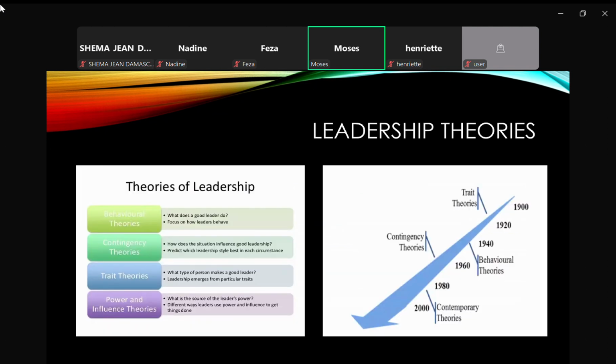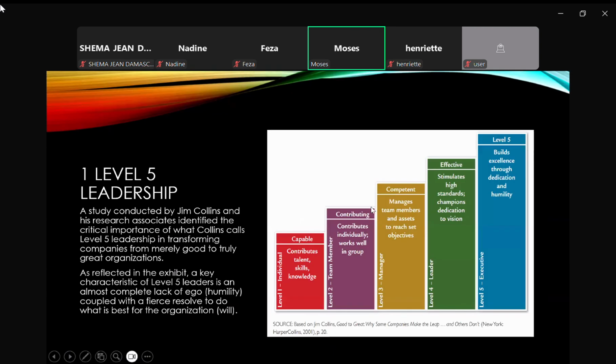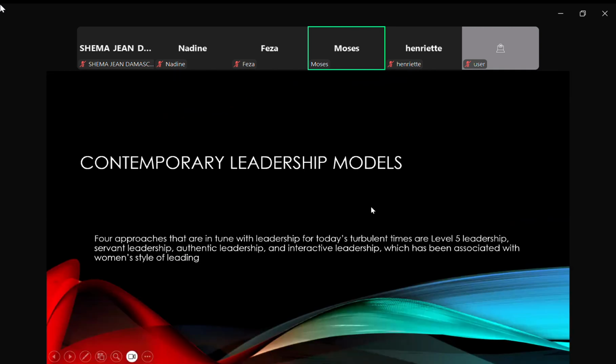Now there are leadership theories, and these leadership theories are something that you might get in your examination. Let's start with contemporary leadership models, and maybe actually what I should say is usually expect at least one leadership question in your examination.